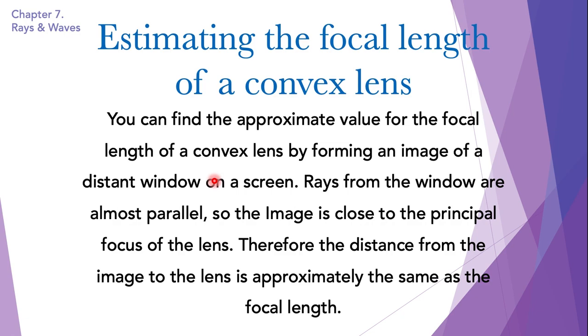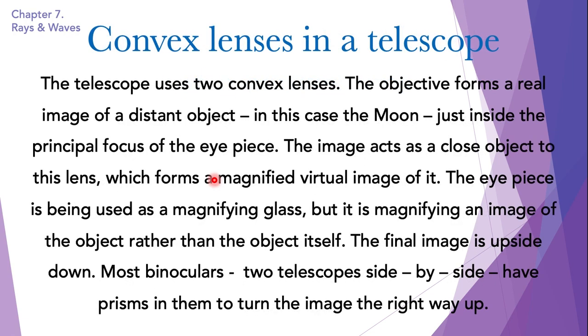So because the window is distant, the rays from the window are almost parallel to the principal axis. So the image is close to the principal focus of the lens. And so therefore, the distance from the image to the lens is approximately the same as the focal length. Alright, now let's move ahead on to looking at convex lenses in a telescope. This is another example of convex lens. So a telescope. A telescope uses 2 convex lenses.